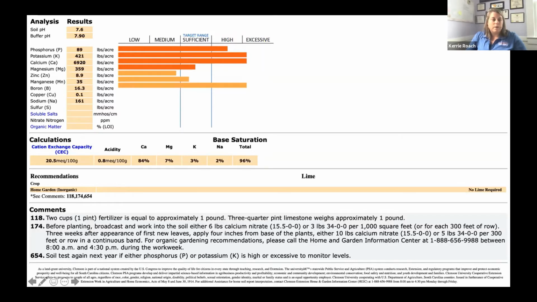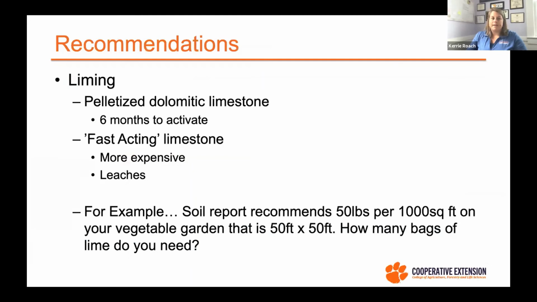118 says 2 cups or 1 pint of fertilizer is equal to approximately 1 pound. 3/4 pint limestone weighs approximately 1 pound. This is good information that you don't have to dig up. They have it right here for you. So make sure that you're reading those comments that are at the bottom of your soil sample. They're going to help you demystify that information.